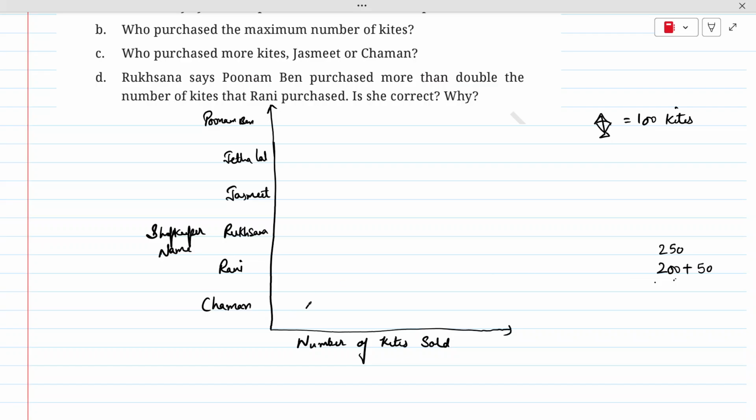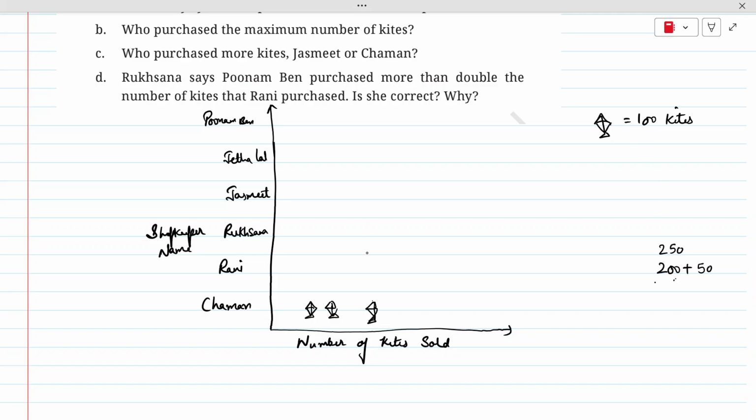That means 2 kites. 1 kite, second kite, and then these 2 kites mean 100 plus 100, and then 50, that is half of the kite. Okay, so this will be something like this, kids. This is half kite. This is 2 and a half. This is representing 250. Next we have Rani. She has taken 300 kites.